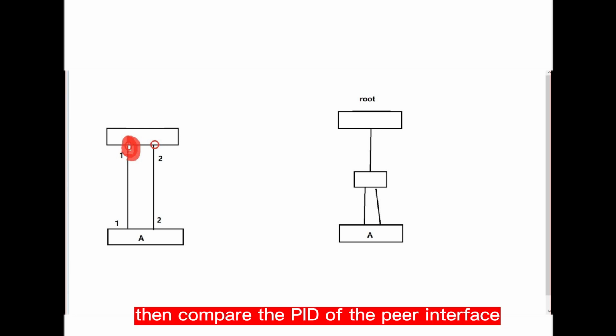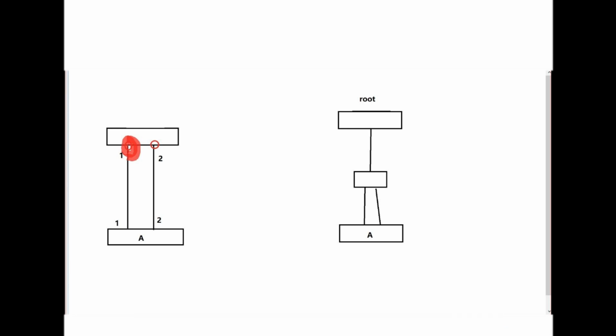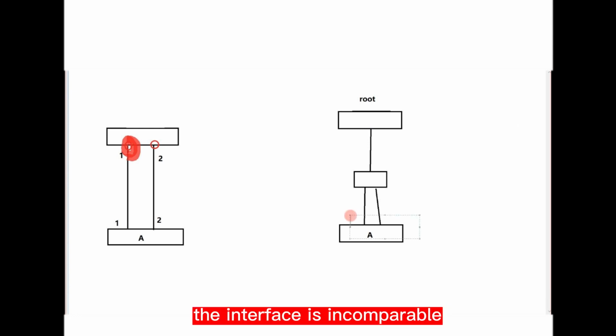Then compare the PID of the peer interface. It's just an interface of the hub, and the interface is incomparable. So what can be compared now? There is only one difference. If this can't be compared, then there's no way.